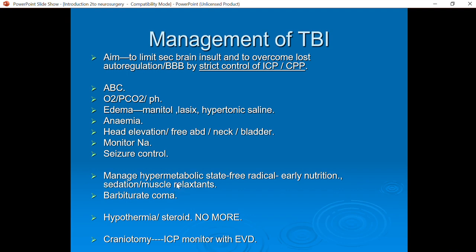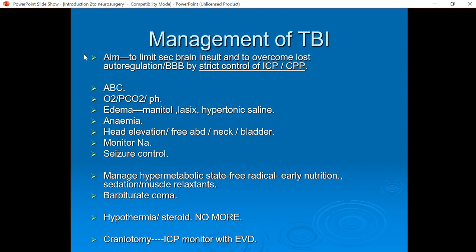Barbiturate coma, giving barbiturates, was used in the past. Some people are still using it. That is to sedate and anesthetize the patient, which may help in reducing the ICP. Hypothermia is not used widely, but in Russia and certain Eastern European countries they are still using it. Steroid, as we mentioned, is not used. It's actually contraindicated because steroids increase the glucose, and glucose will increase the brain edema by osmosis. These are the conservative management measures for any head injury.